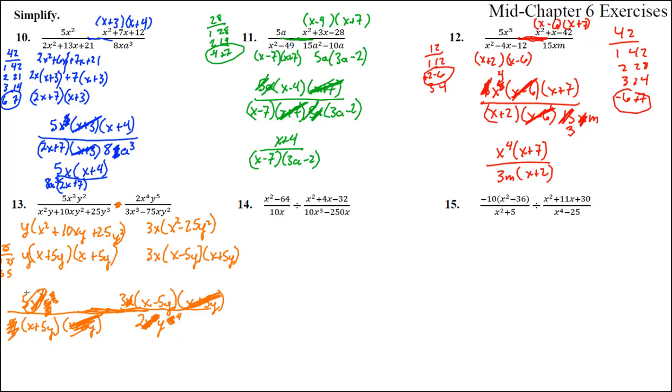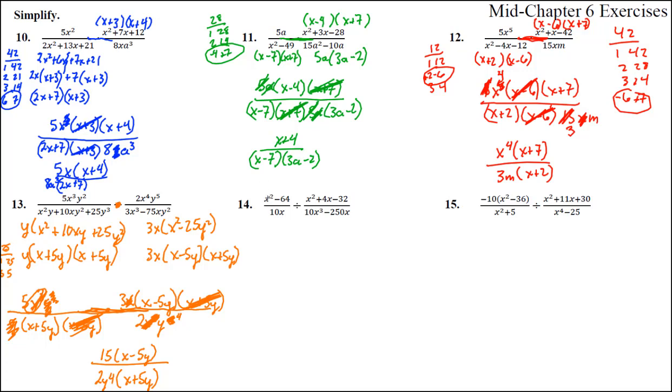Okay, so let's see what we got. We got 5 times 3 on the top, so that's a 15 x minus 5y on the top. And then on the bottom, we have a 2y to the 4th and x plus 5y. They look like they want to cancel, but they do not. Those are not the same factors, and certainly that 2 and that 15 can't cancel at all. So there's our answer. Number 13. That was an interesting one.